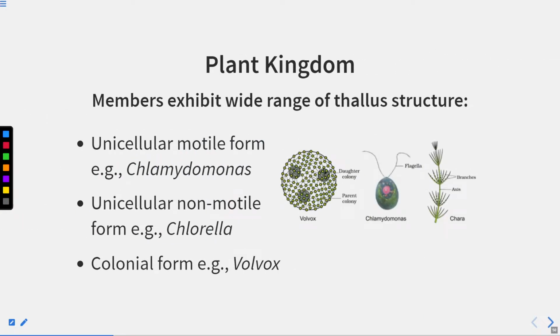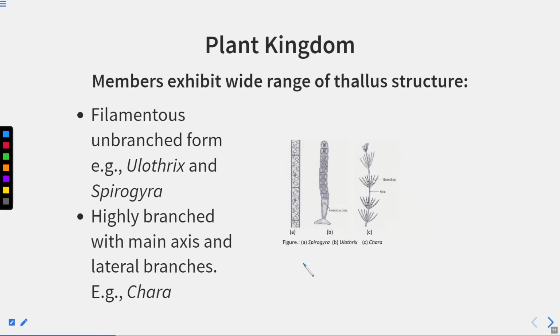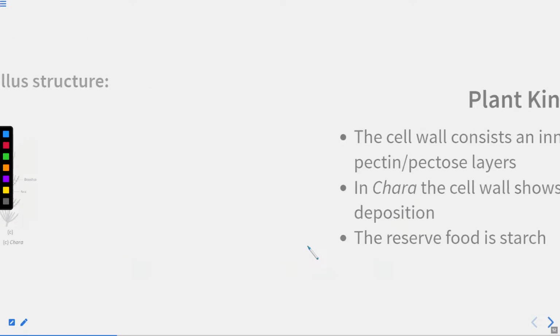So let us see the unicellular motile form, that is Chlamydomonas, unicellular non-motile, that is Chlorella, and colonial form, Volvox. Filamentous form, filamentous unbranched. You can see here, filamentous unbranched, that is in the case of Spirogyra and Ulothrix, both are unbranched, but highly branched with a main axis and lateral branches we can see in Chara. So we have both types, filamentous unbranched and filamentous branched, in the case of green algae.